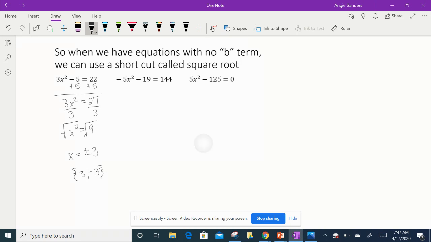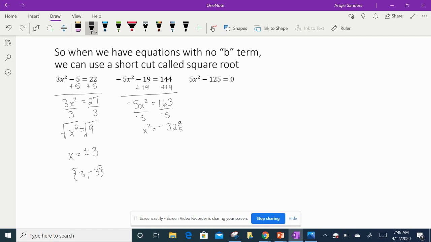On to the next one. I notice there's no x term or b term, and so I'm going to start by adding 19, and I end up with negative 5x squared is equal to 163. Then I'm going to divide by negative 5, and I get x squared is equal to negative 32 and 2/5.